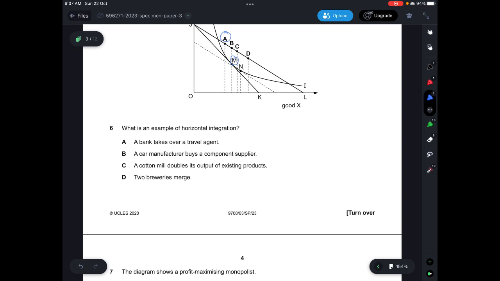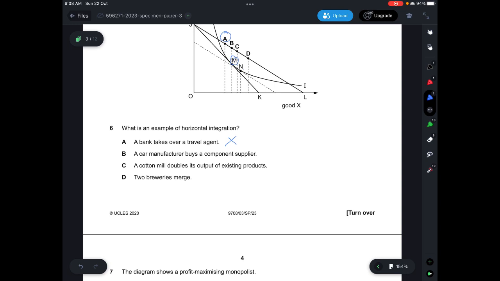Vertical forward integration. And then horizontal integration is basically when you merge the companies that are doing the same things, right? Like for example, maybe these two companies are just producing the same things and you merge them together. So here, if you look at the 4 options, A, it says a bank takes over a travel agent. This is incorrect because a bank and a travel agent are 2 different things. So this one is not horizontal or even vertical integration.